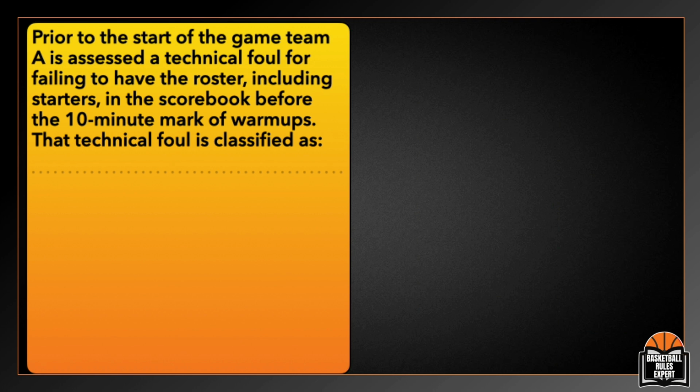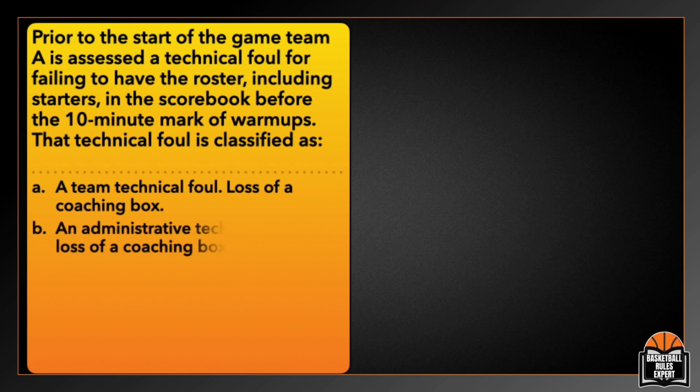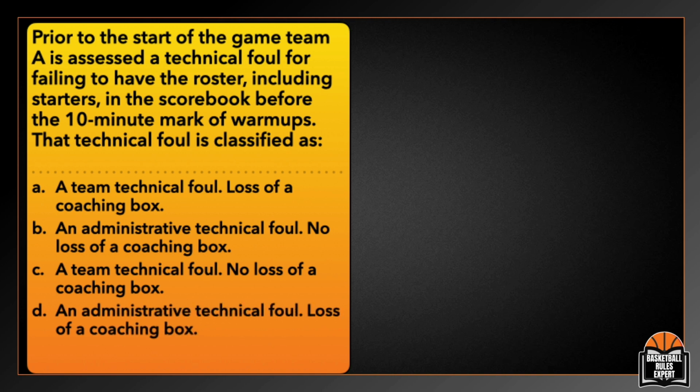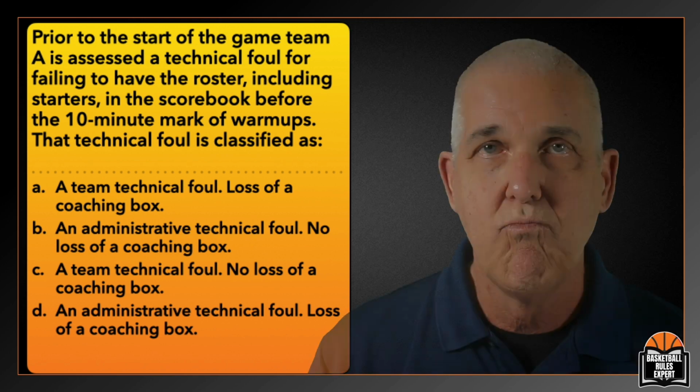Prior to the start of the game, Team A is assessed a technical foul for failing to have the roster, including starters, in the scorebook before the 10-minute mark of warmups. That technical foul is classified as A, a team technical foul, loss of a coaching box. B, an administrative technical foul, no loss of a coaching box. C, a team technical foul, no loss of a coaching box. Or D, an administrative technical foul, loss of a coaching box.